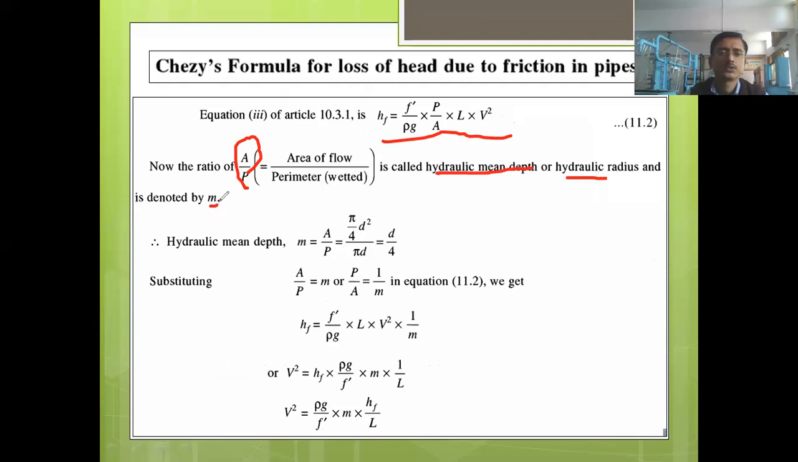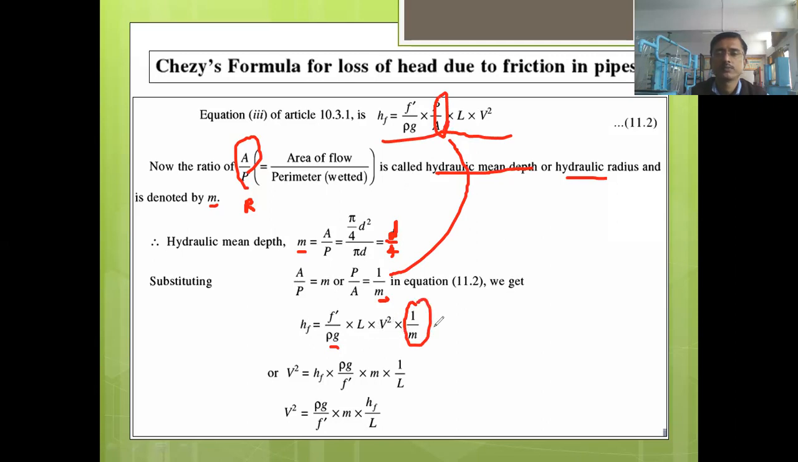Some authors use the notation m, and some authors use the notation r to represent this hydraulic mean depth or hydraulic radius. Then this m is the ratio of a upon p, and just now I told you how it equals d by 4. So p by a we can write as 1 upon m. We put this value in this equation, and we get hf is equal to 4 f dash upon rho g into L into v square into 1 upon m. Instead of this term I have written 1 upon m.